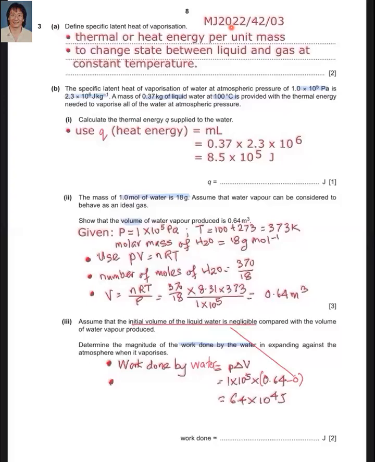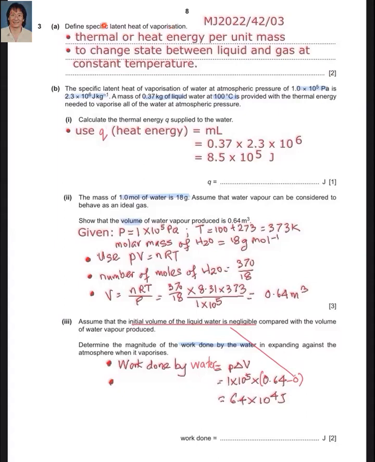This is a May-June 2022 variant 42 question. 3A carries 2 marks. We have to define specific latent heat of vaporization. In order to answer this question, you need to know the meaning of specific latent heat of vaporization. And you need to focus on two things. The word specific means per unit mass.